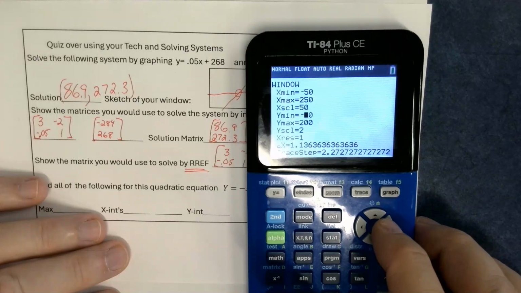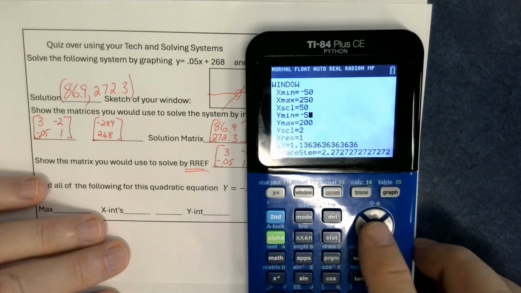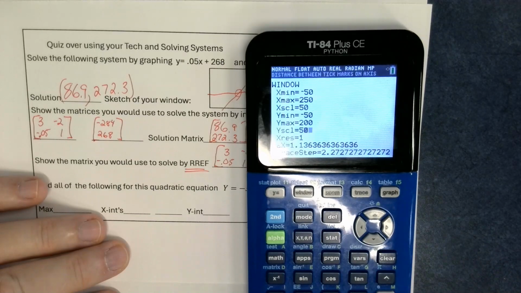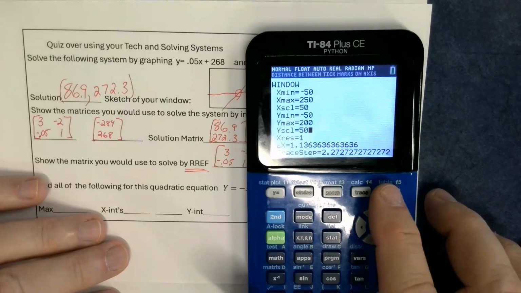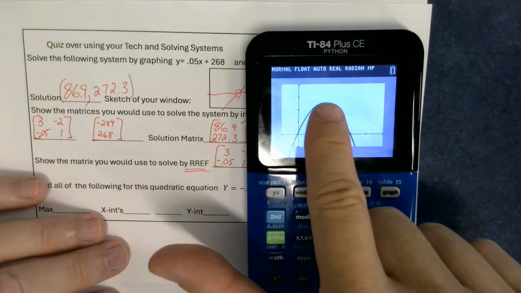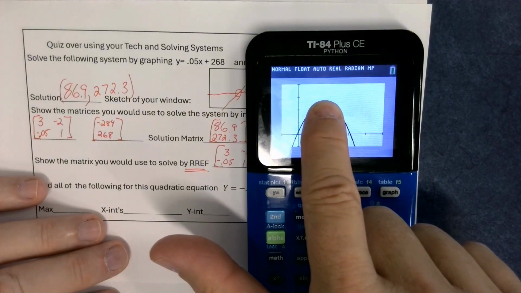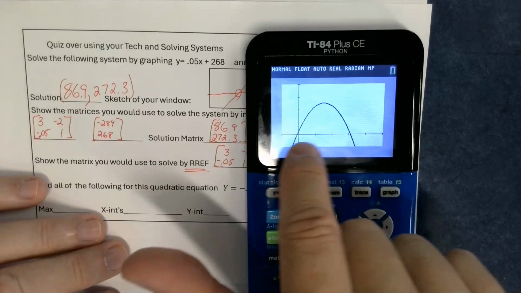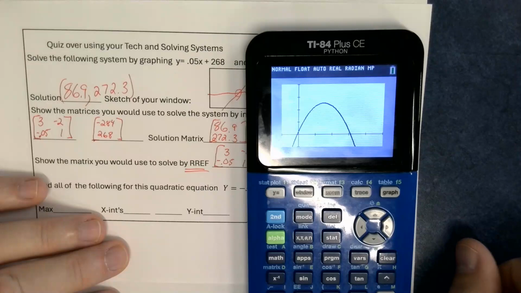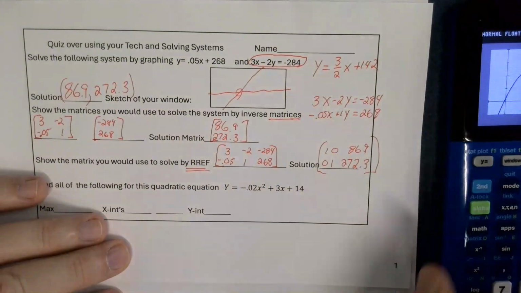I'm going to go a little further down on this, so I'm going to go to -50. I'll make my Y scale also 50. That means where it's going to put a tick mark. Now when I do this, I can see on my calculator the high point just like I could before, but now I think I see the x-intercepts and the y-intercept a little bit better. Coming back to that in just a second.